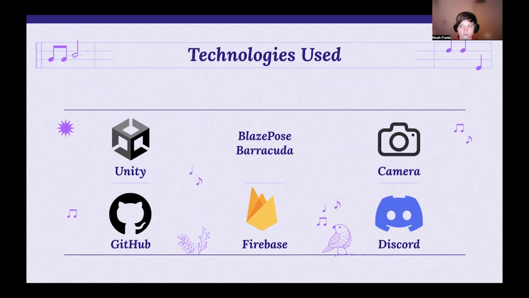So for technologies used, we built everything in Unity. For our mapping of our skeletal model, we use BlazePose Barracuda. You do need a camera to run the app. It can be any camera that's connected to your computer, be it your webcam or an external camera. We use GitHub for version control, Firebase to host our website, and Discord for communication amongst all the group members.